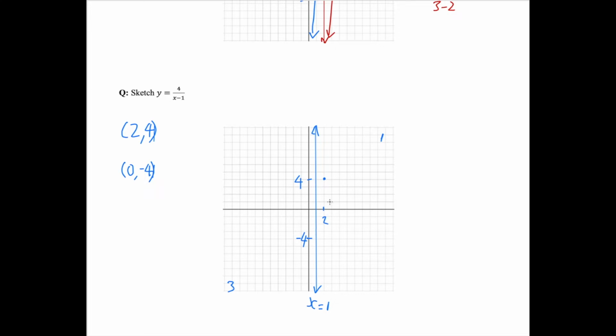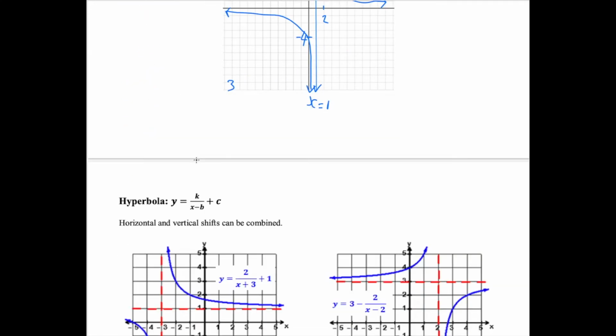an intercept. So now we basically sketch the hyperbola. We go through this point, so it will look something like this. And then this will go through that point, and there you have it.